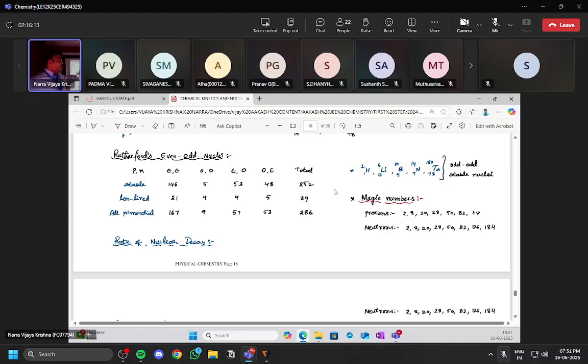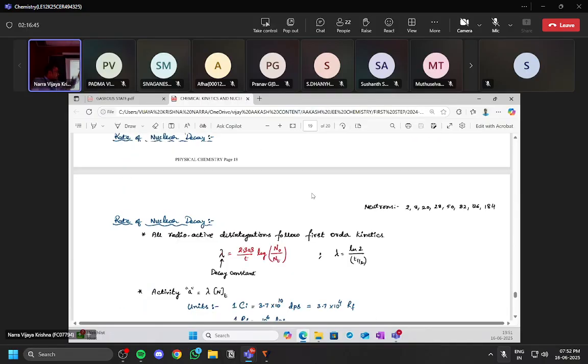And he observed all those numbers and predicted some magic numbers. Nuclei having either 2, 8, 20, 28, 50, 82 protons or neutrons are found to be extremely stable. Hence those numbers are called magic numbers. These numbers are common in both. That's why we call them magic numbers: 2, 8, 20, 28, 50, 82. Clear? Already we know this one.